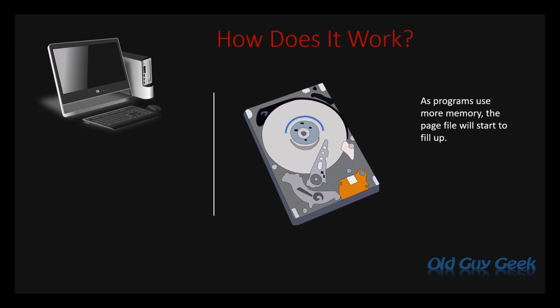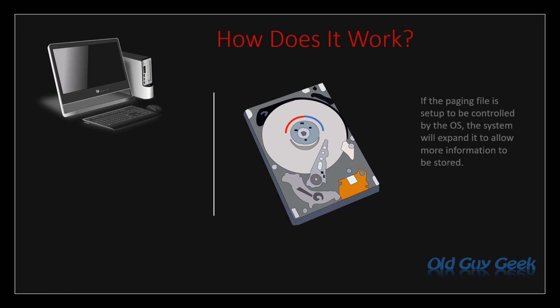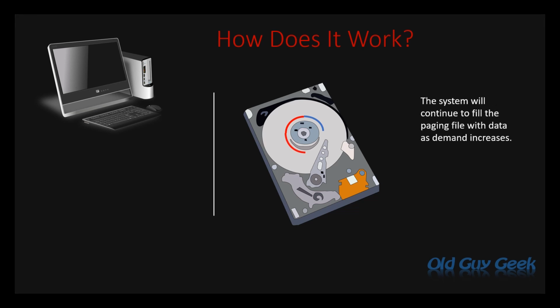Okay, now, how does this work? As programs use more memory, the page file will start to fill up. And if the paging file is set up to be dynamically controlled by your operating system, the system will expand it to allow more information to be stored. Now let's continue to fill the paging file with more data as the demand increases, until it's completely full.